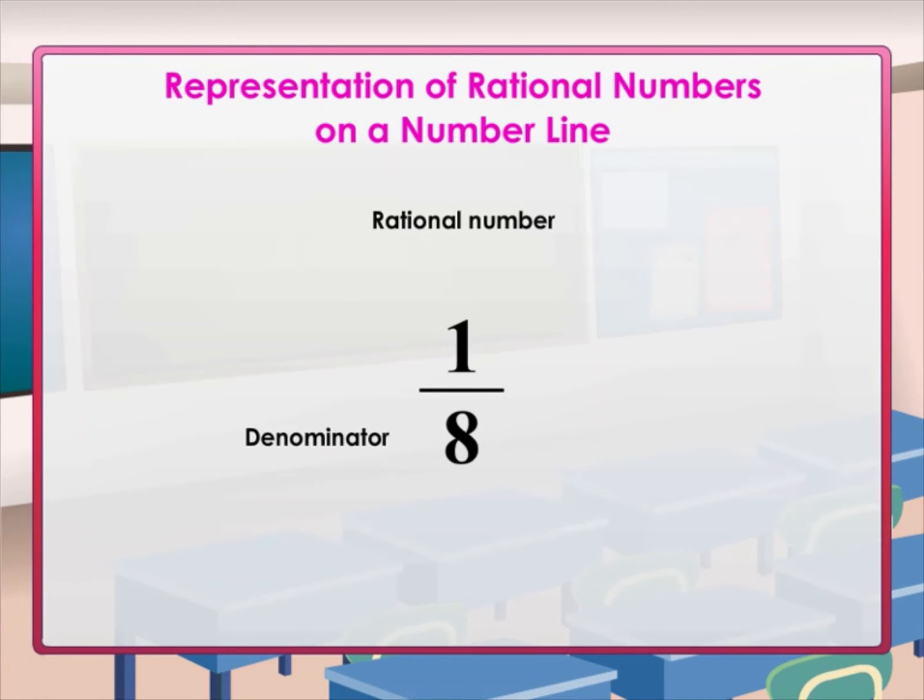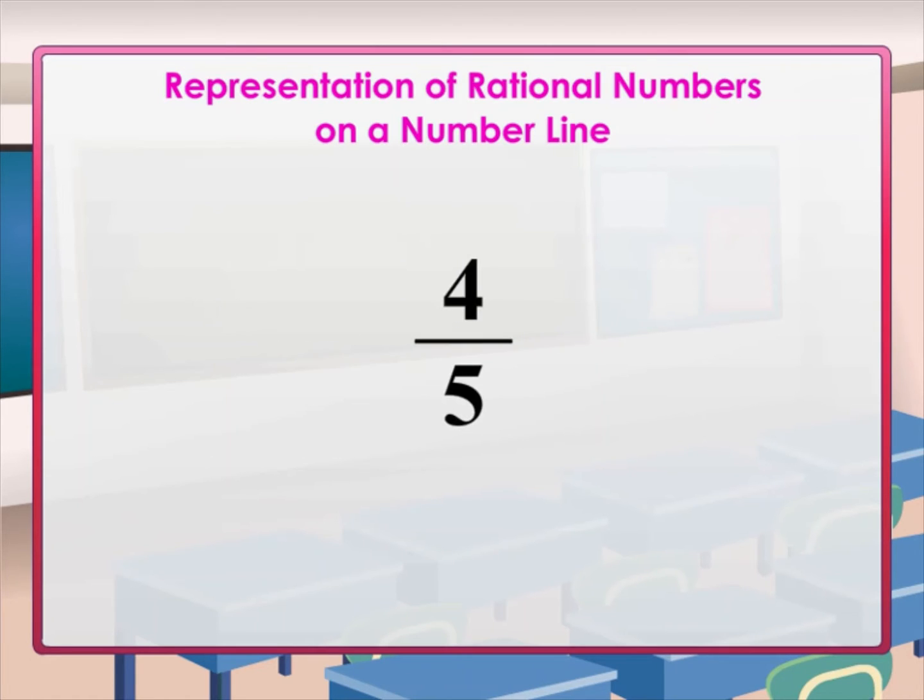It is important to note that in the case of rational numbers, the denominator tells the number of equal parts into which the unit has been divided. On the other hand, the numerator gives the number of parts considered. Therefore, the fraction 4/5 represents 4 equal parts of 5.